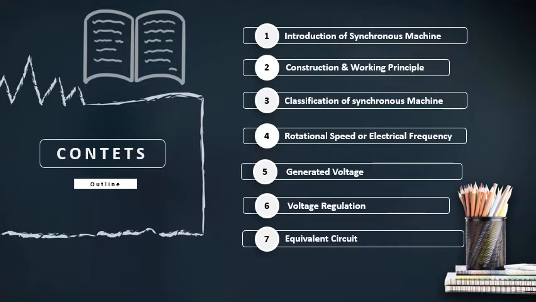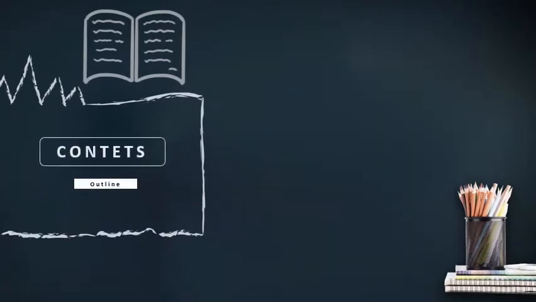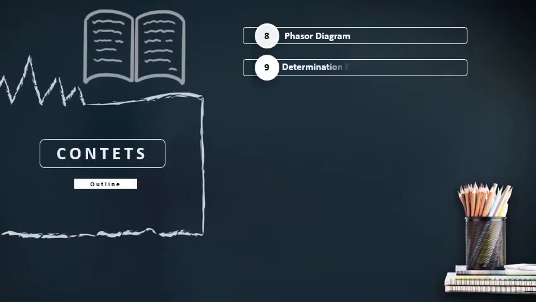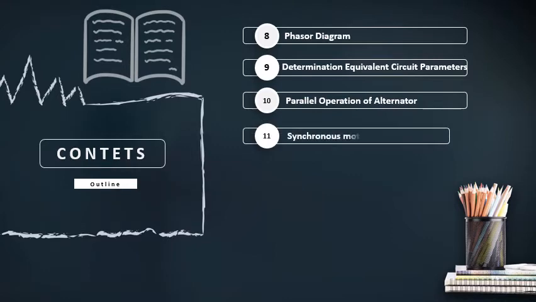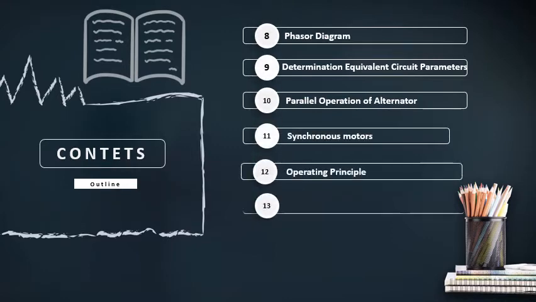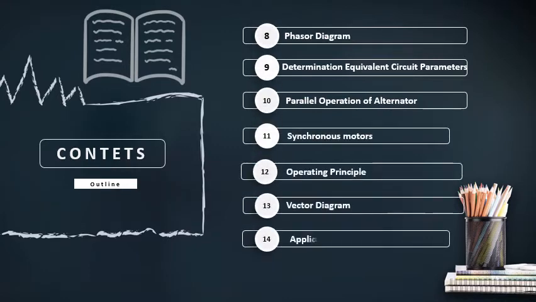Number 4 is the rotational speed or electrical frequency of that machine. Next, we will move on to the generated voltage equation as well as the voltage regulation, and we will study the equivalent circuit of the synchronous machine, like the synchronous generator as well as the synchronous motor. Next, we will move on to the phasor diagram for lagging, leading and no load condition.